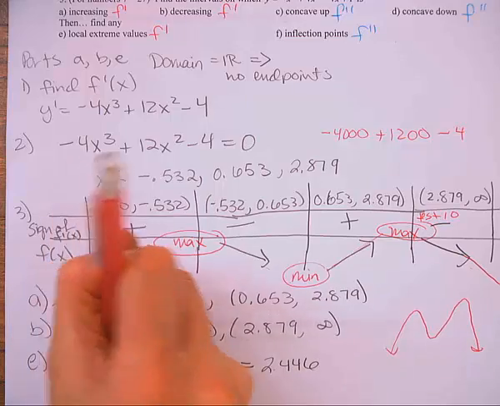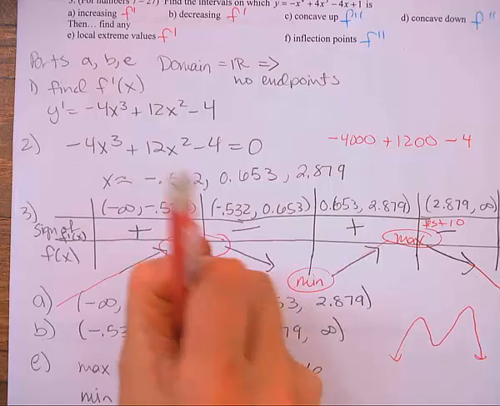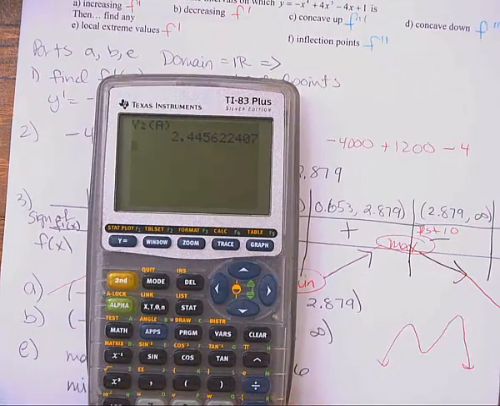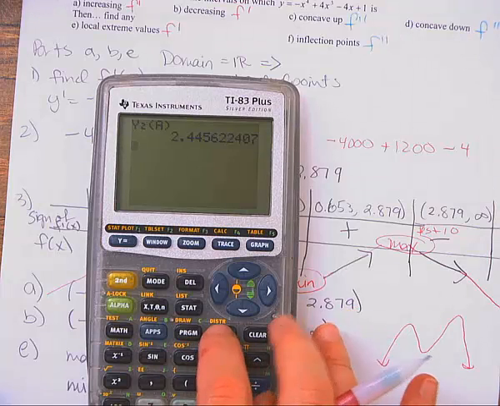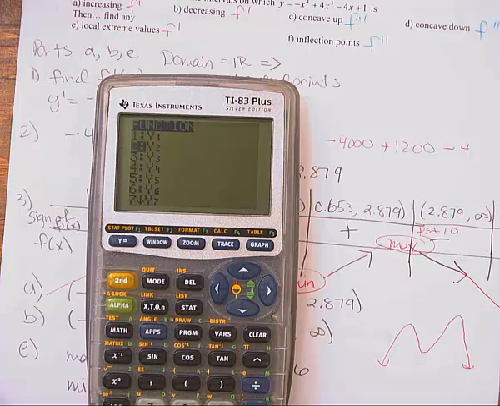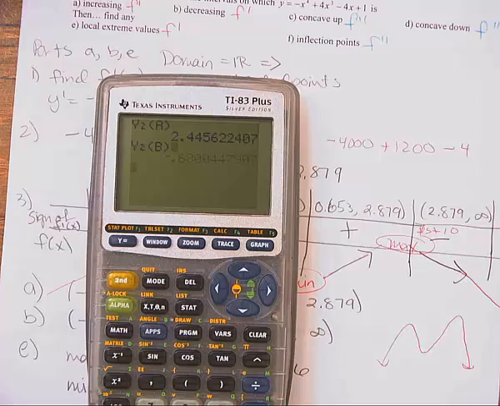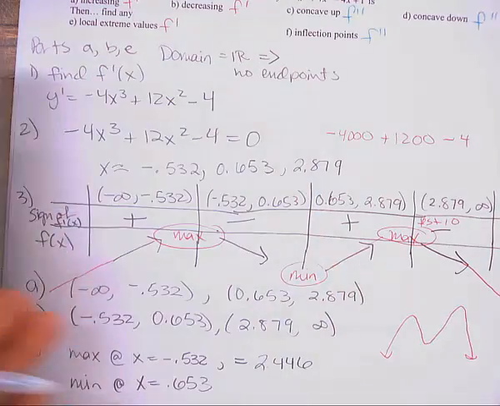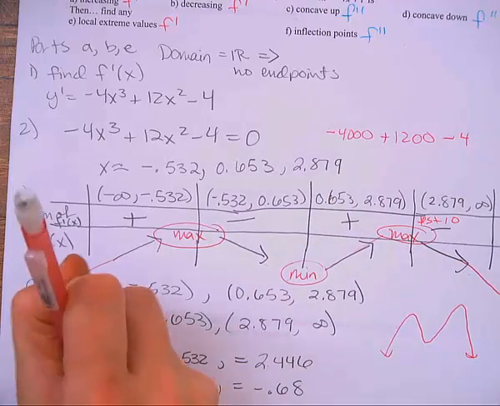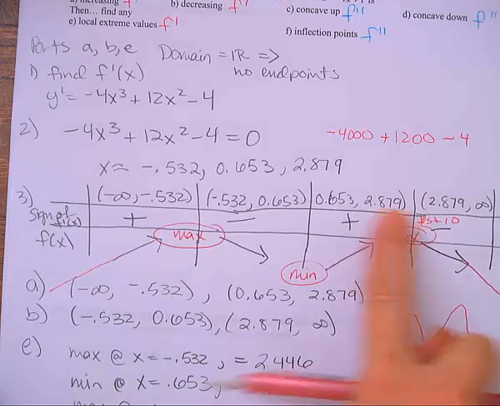Then I have a minimum when x is 0.653. So I'm going to figure out what the y value was there, because I have to find what the minimum is. So I go to vars, y vars, function, and I'm going to go to y2 because I'm plugging it into the original. And that was my second value that I'd stored, so that's negative 0.68. That's my minimum.